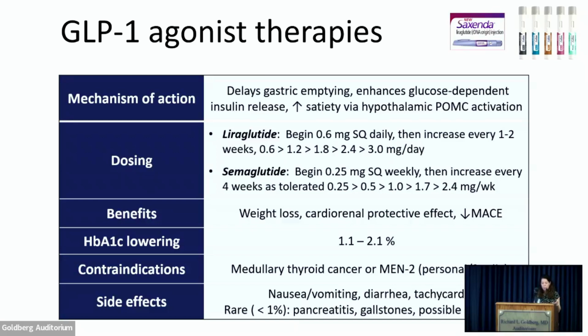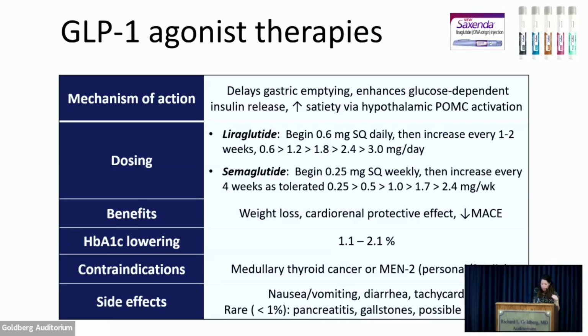Our GLP-1s have an established weight loss benefit, cardiorenal protective effect, and again, lower MACE. There's a really nice established A1C lowering benefit with these of about 1.1 to 2.1%. There's a concern for medullary thyroid cancer, and we wouldn't use this in anybody who has a history of MEN syndrome because we have a lot of receptors on our C cells in the thyroid for GLP-1. But outside of that, the only other contraindication would be a history of pancreatitis or active pancreatic disease.